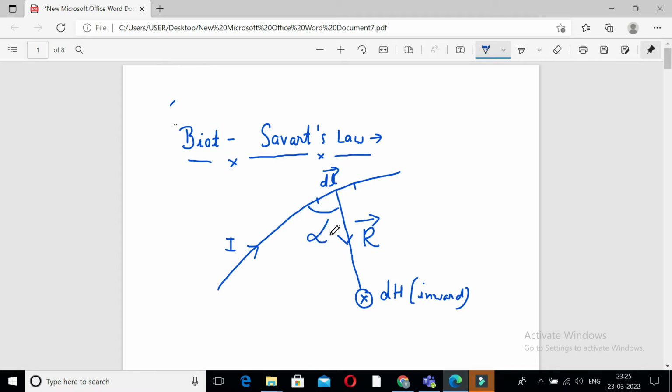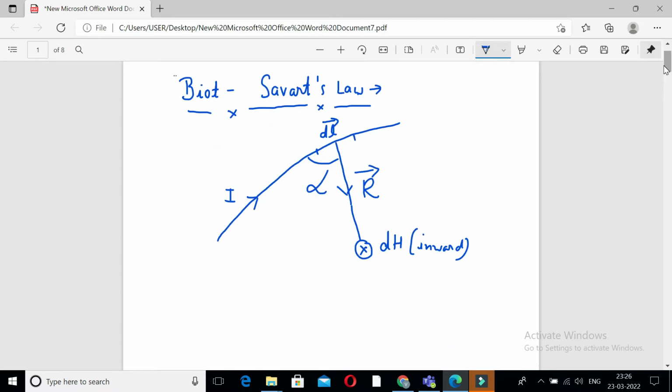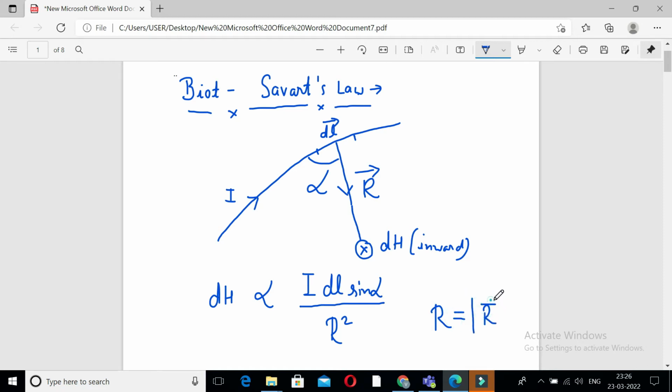So according to Biot-Savart's law, this dH, this magnetic field, must be proportional to the current I, the elemental length dl, and the sine of the angle alpha between this vector and this conductor filament, upon r square, where r is equal to the modulus of vector r. Biot-Savart's law is also known as Coulomb's law of magnetic field.